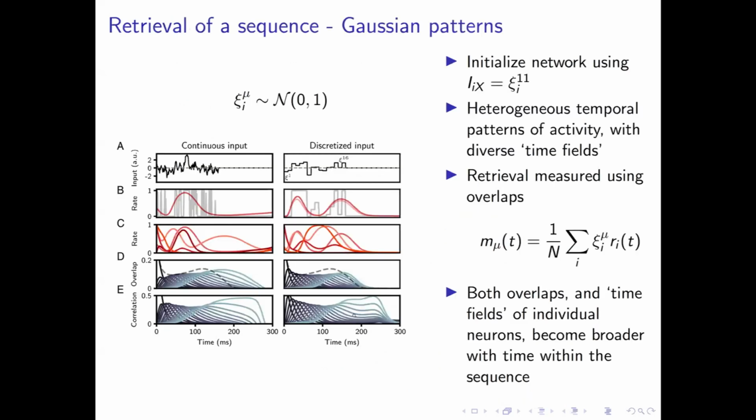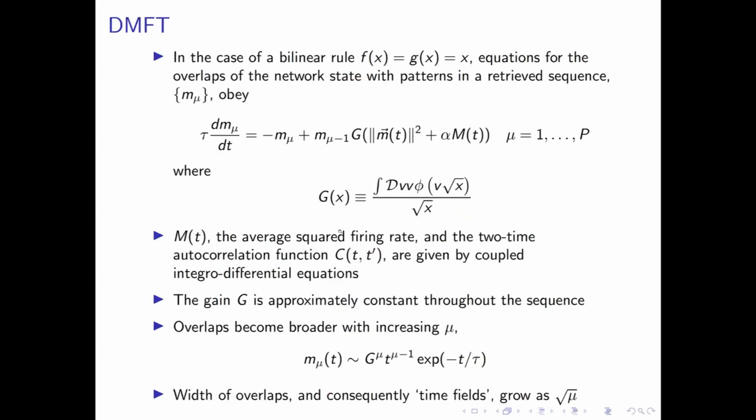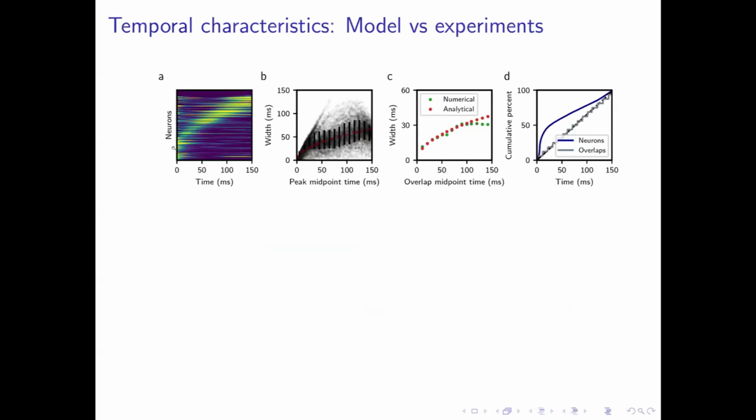And this is something that we see here, right? We see that the width here is relatively narrow, but then it becomes broader and broader. And this is actually reflected also in the time fields themselves. When you look at the width of the individual neurons' time fields, they tend to become broader and broader. And so that's another way to look at it.